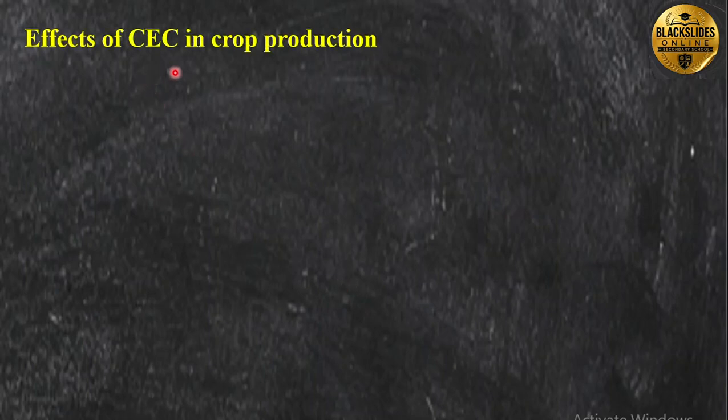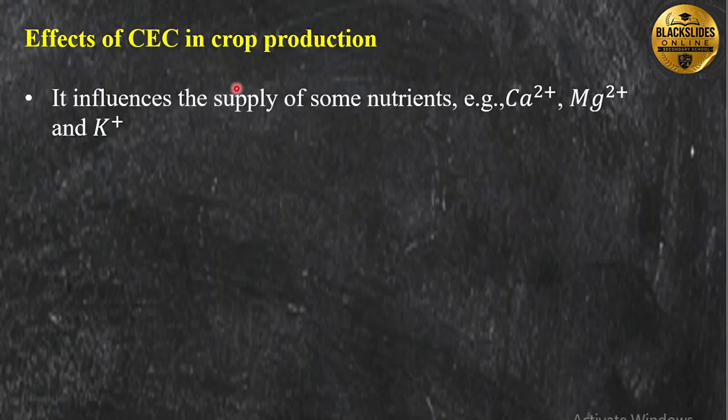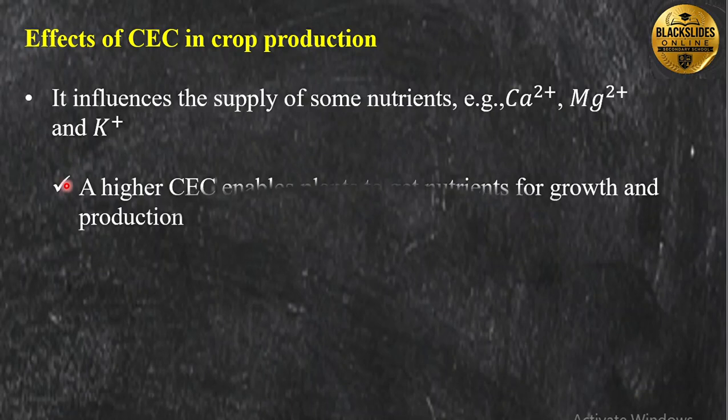Effects of cation exchange capacity on crop production. This is an examination area. You'll be required to describe the effects of cation exchange capacity in crop production. So one of the effects is that it influences the supply of some nutrients such as calcium ions, magnesium ions, and potassium ions. A higher cation exchange capacity enables plants to get nutrients for growth and production.